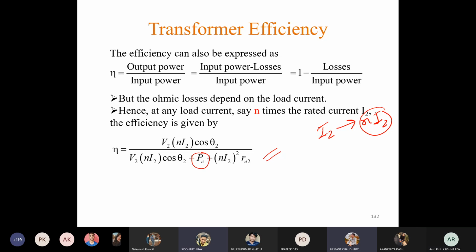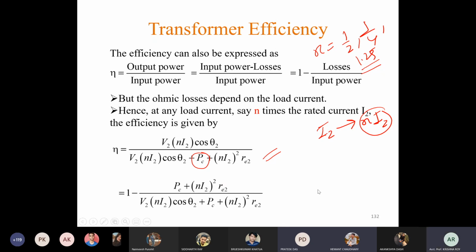Is it clear? Yes, sir. Clear. So suppose n equals half. That means we are running the transformer at half load, so you have to put half here, then calculate the efficiency. Suppose n equals 1/4, then we put n equals 1/4 here. Suppose n equals 1.25 times the rated current. Then the transformer is overloaded, but still we can calculate the efficiency. In this way you put different values of n in this equation to get the efficiency at that load.